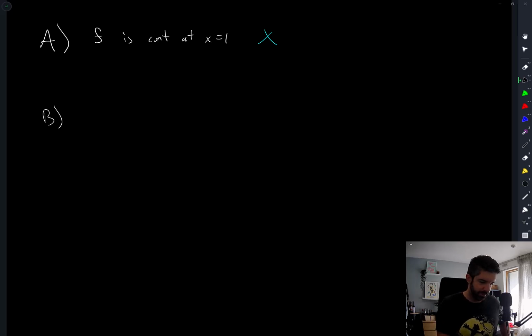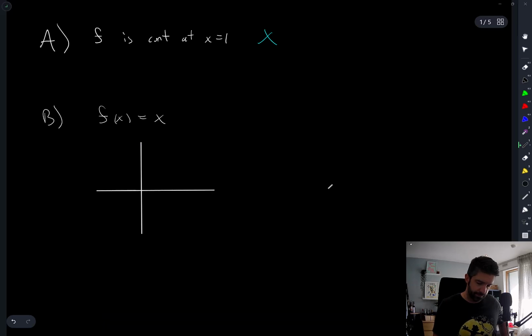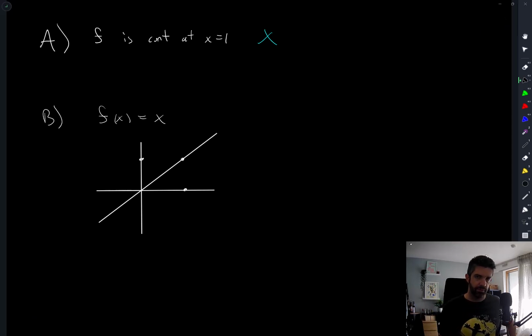In fact, let's just let f of x equal x. So we have something that looks like this. We have x equals 1. See, the thing is, it's a statement not about values of x close to 1, but about values of x far away from 1.